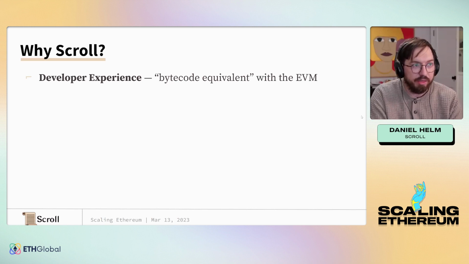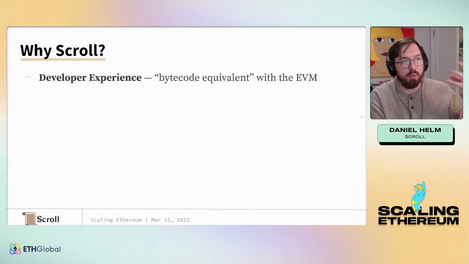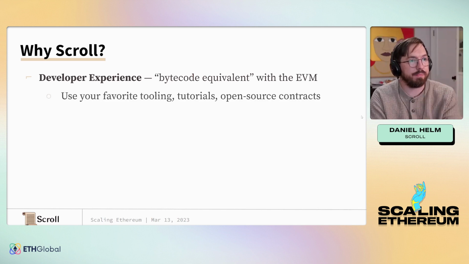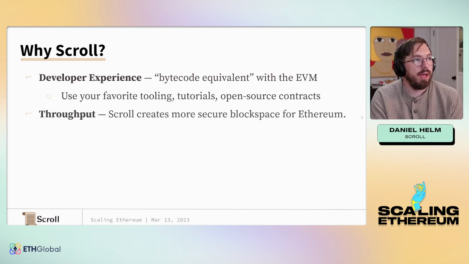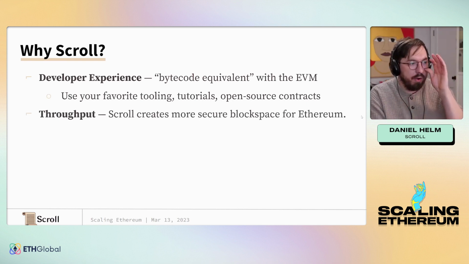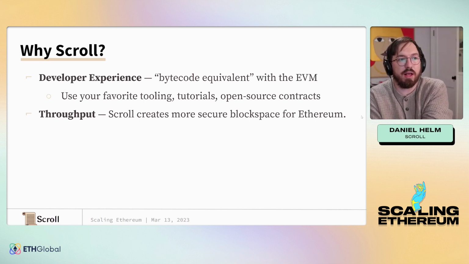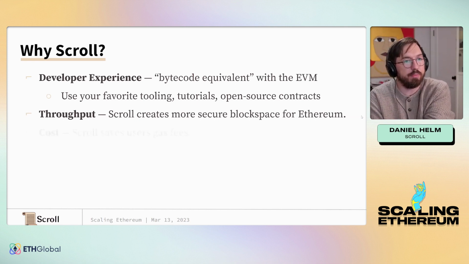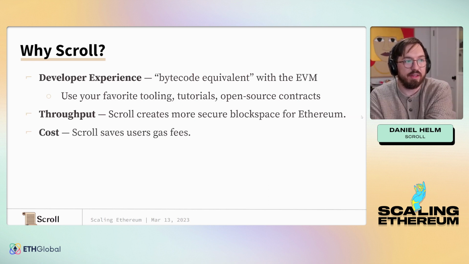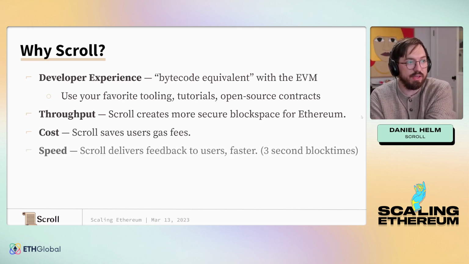You don't have to go re-audit anything because you're not just compatible with Solidity as a language, but with what Solidity compiles down into. Scroll now, as this off-chain protocol, gives us a lot more throughput. And so we have created more secure block space for Ethereum, which means that Scroll is going to save your users some gas fees. And because we're able to do this work faster, we can also get quicker feedback to users. So Scroll aims at having about 3-second block times compared to Ethereum's 12.